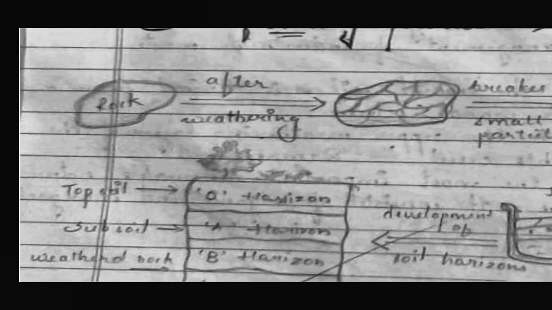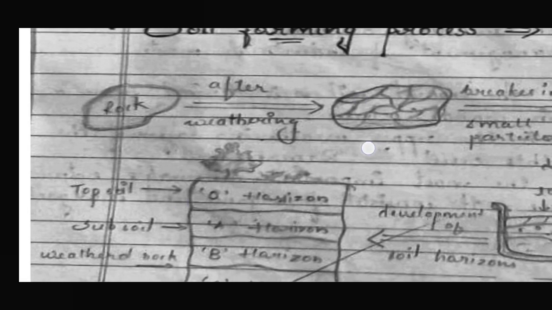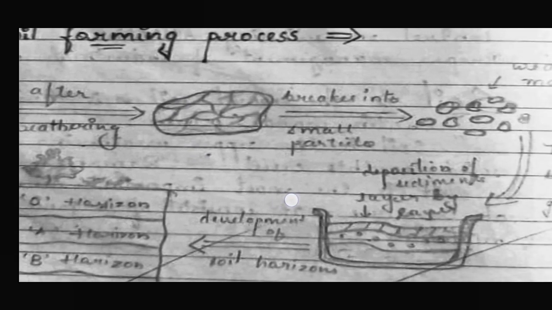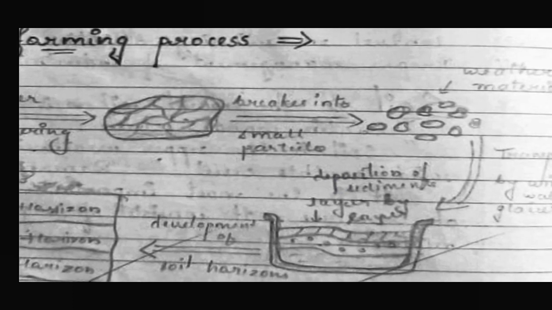Clear? So let us revise this. First of all, the parent rock is broken into smaller particles, and these smaller particles are called weathered materials. So this is called weathering. After that, these smaller particles are transported to a different place, and that is called transportation. And then after transportation, these smaller particles get deposited.